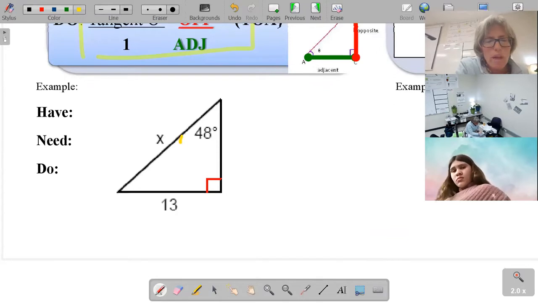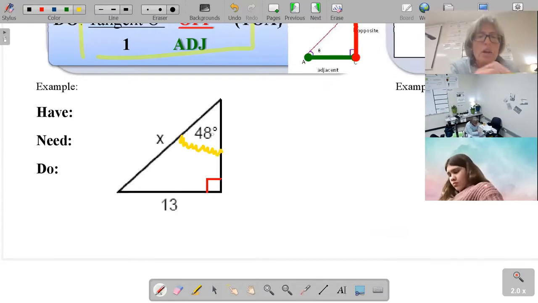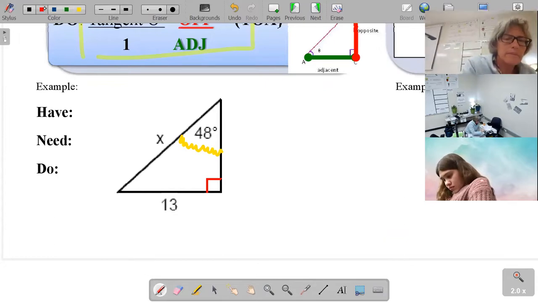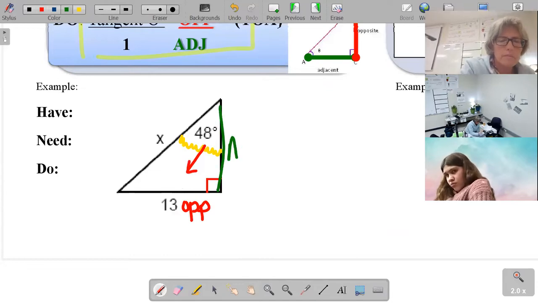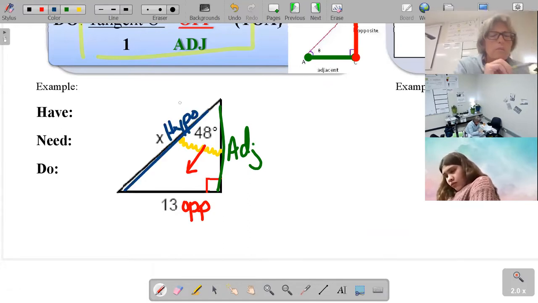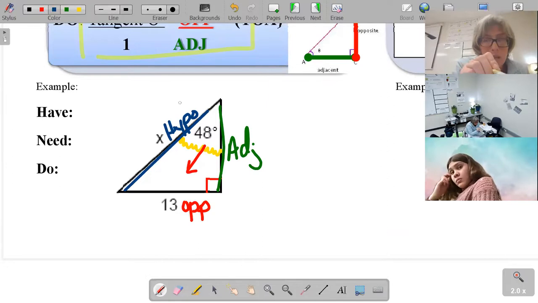Step 1, squiggle what I call the working angle. It's the angle you're going to work with. Then you have the opposite side, which is across from that working angle, the adjacent next to, and then hypo is always the hypo.